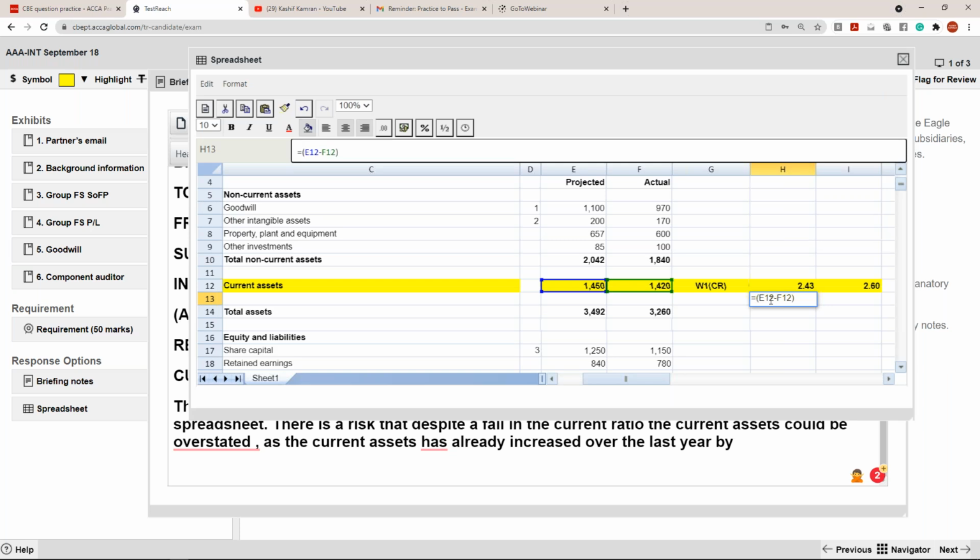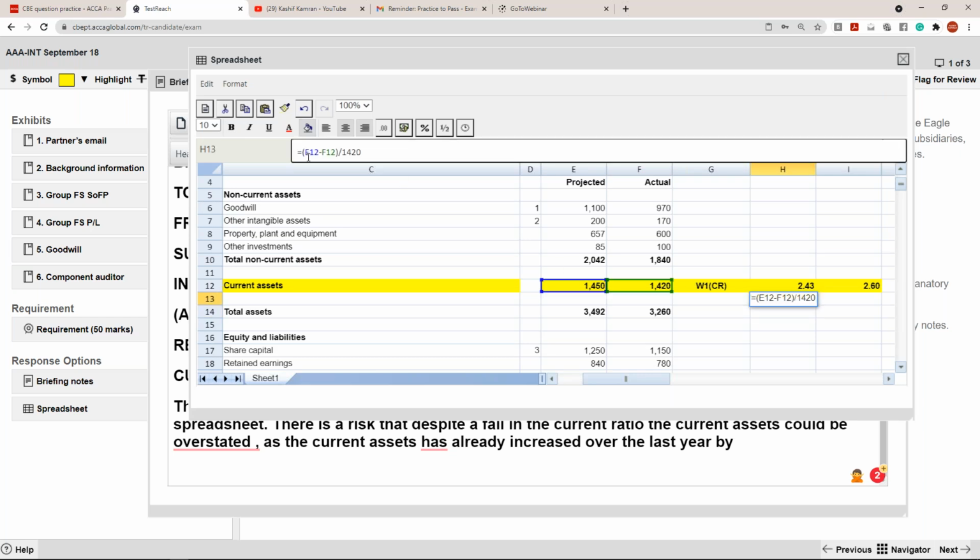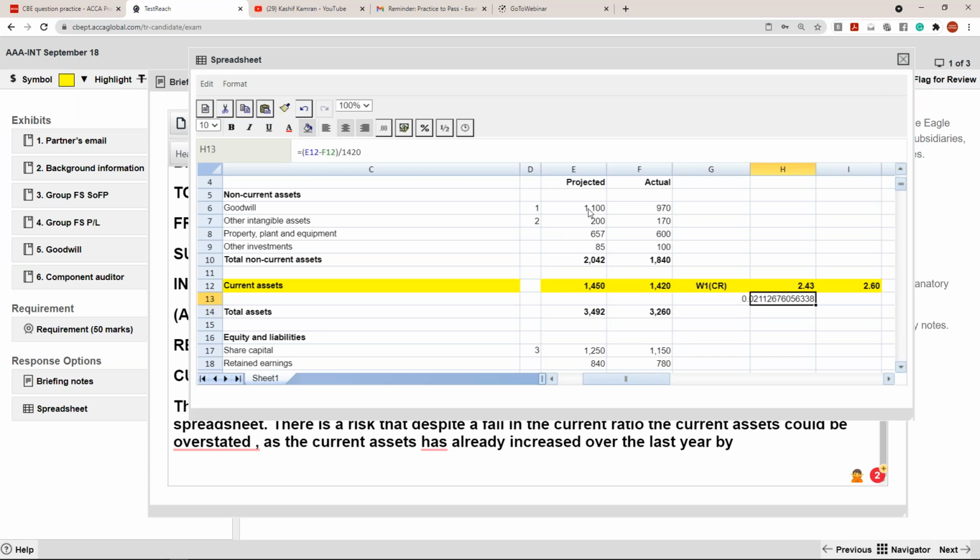And how much have they increased over the last year? Divided by 1420. And you find the answer. So how much have they increased by? I press the percentage button, 2 decimal places, 2.11%. So the current assets have increased by 2.11% over the last year.